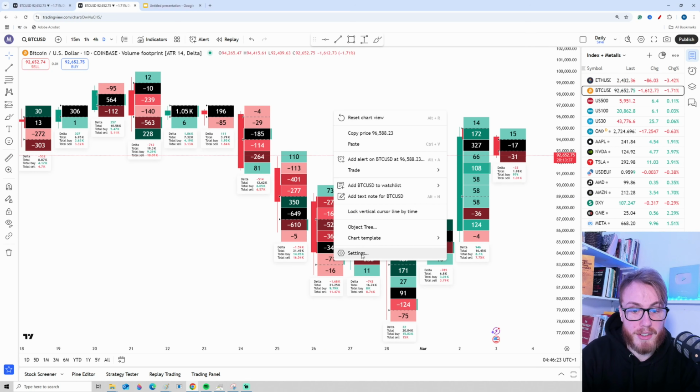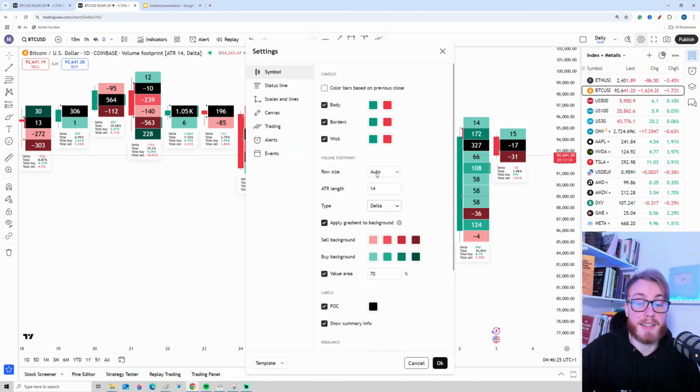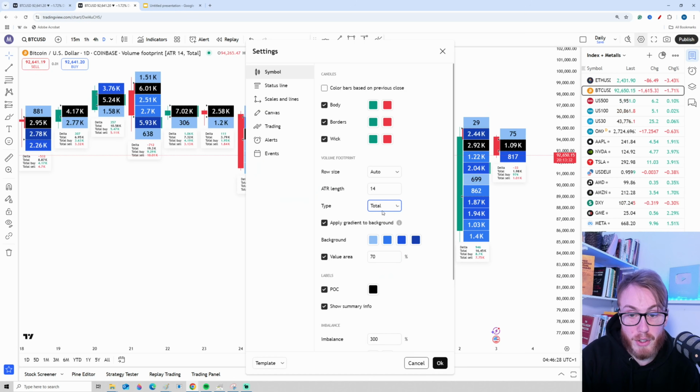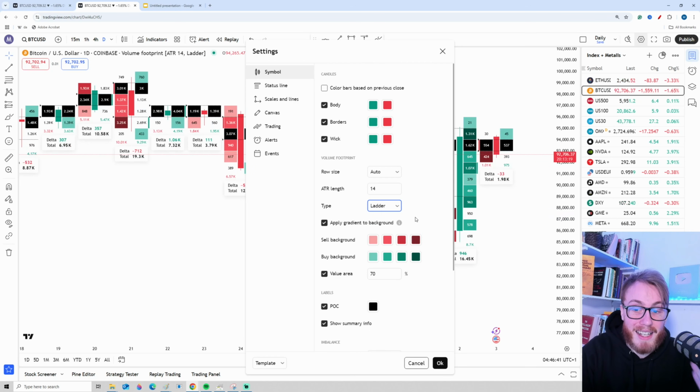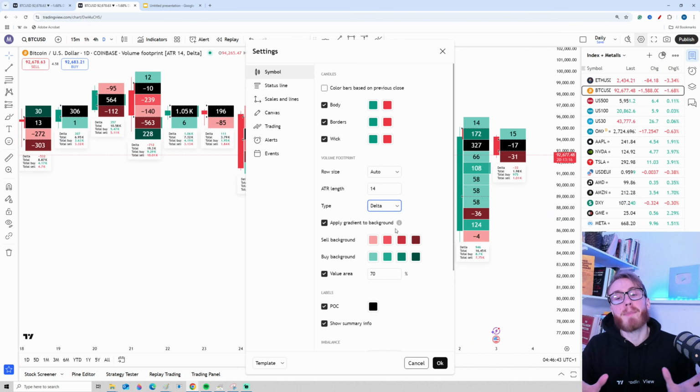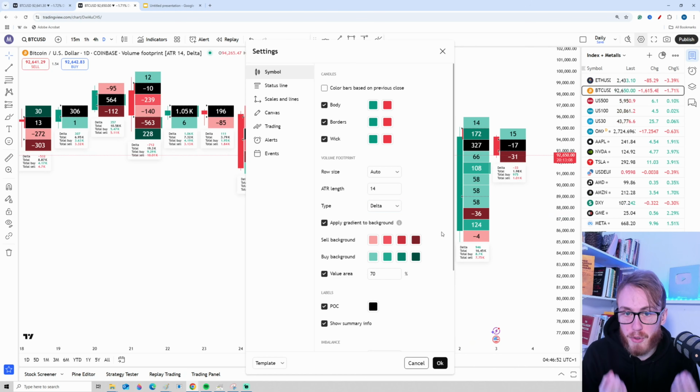So yeah guys, let's go back here to the settings. As I said, I actually recommend this setting for beginners. You can also choose total right here, then you just see the total volume. But if we use this, we kind of lose the purpose a bit behind this chart type. We can also have one called ladder here. But as I said, I personally prefer delta. Feel free guys, if you want to experiment with different settings to find what works best for you, of course, but I'm gonna choose delta right here.